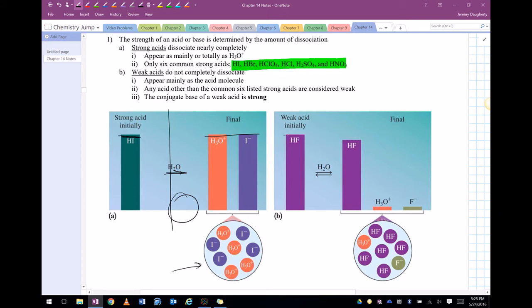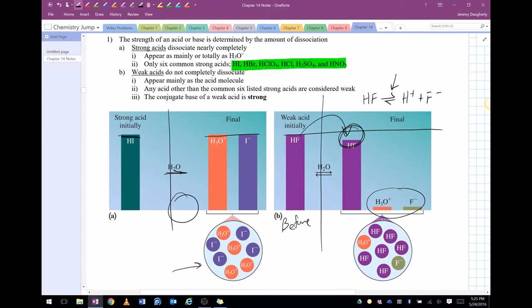Now here's HF. HF is a weak acid. So here's before dissociation. Here's after dissociation, hydrofluoric acid, pretty nasty stuff. You can see only a little bit of it breaks off. And again, we can see that the product side is a 1-to-1 ratio, just as we think it should be, because if we look at that, H plus, F minus.